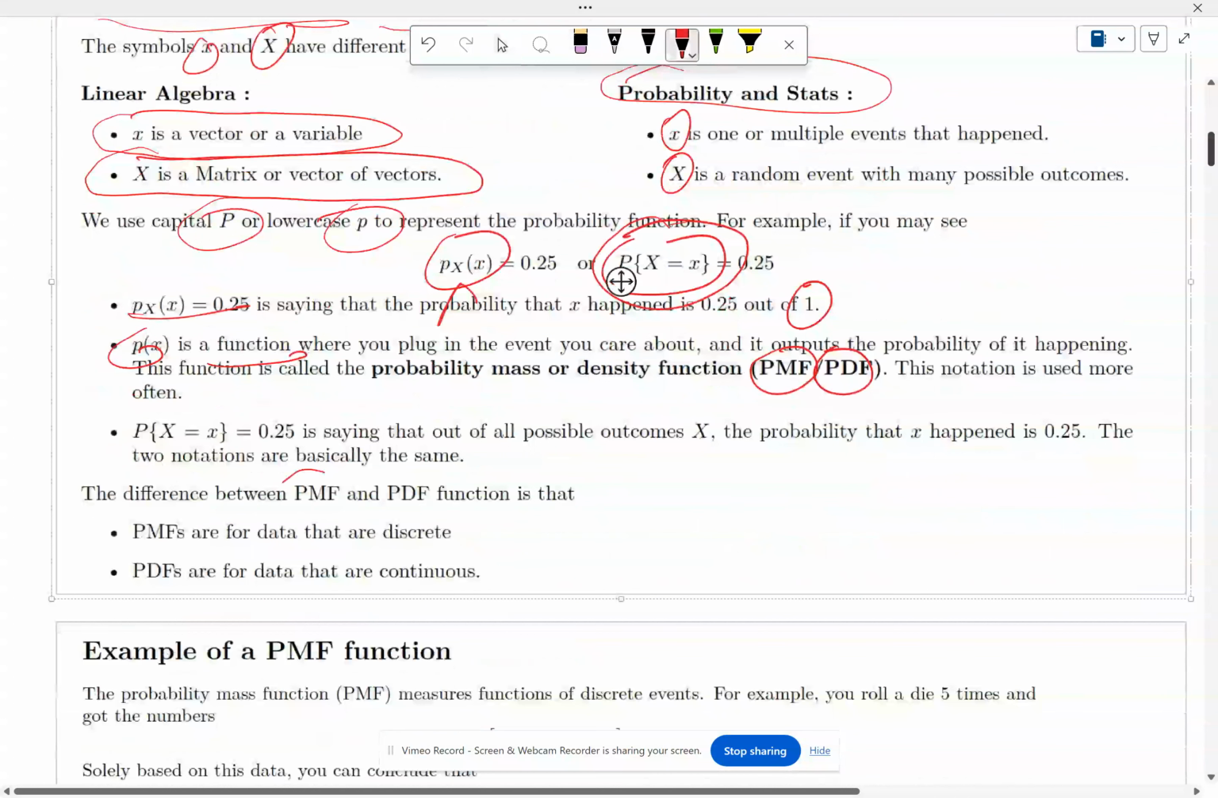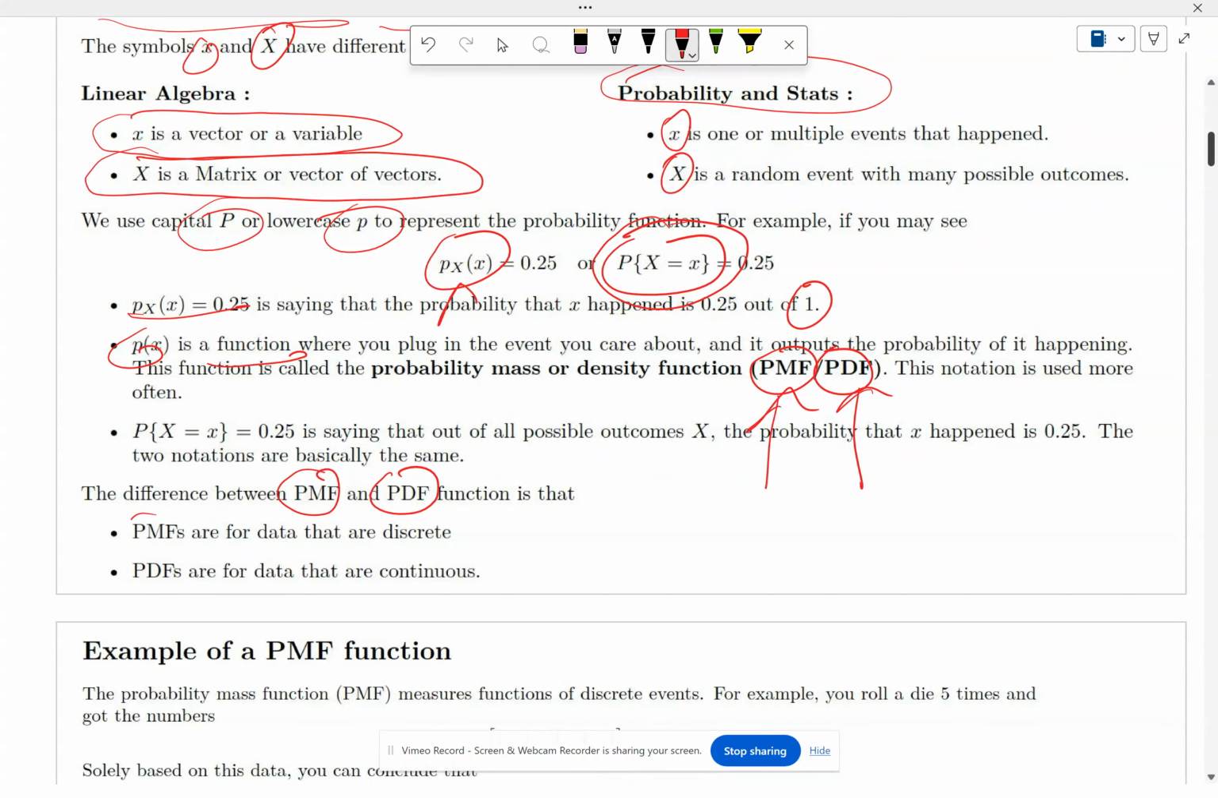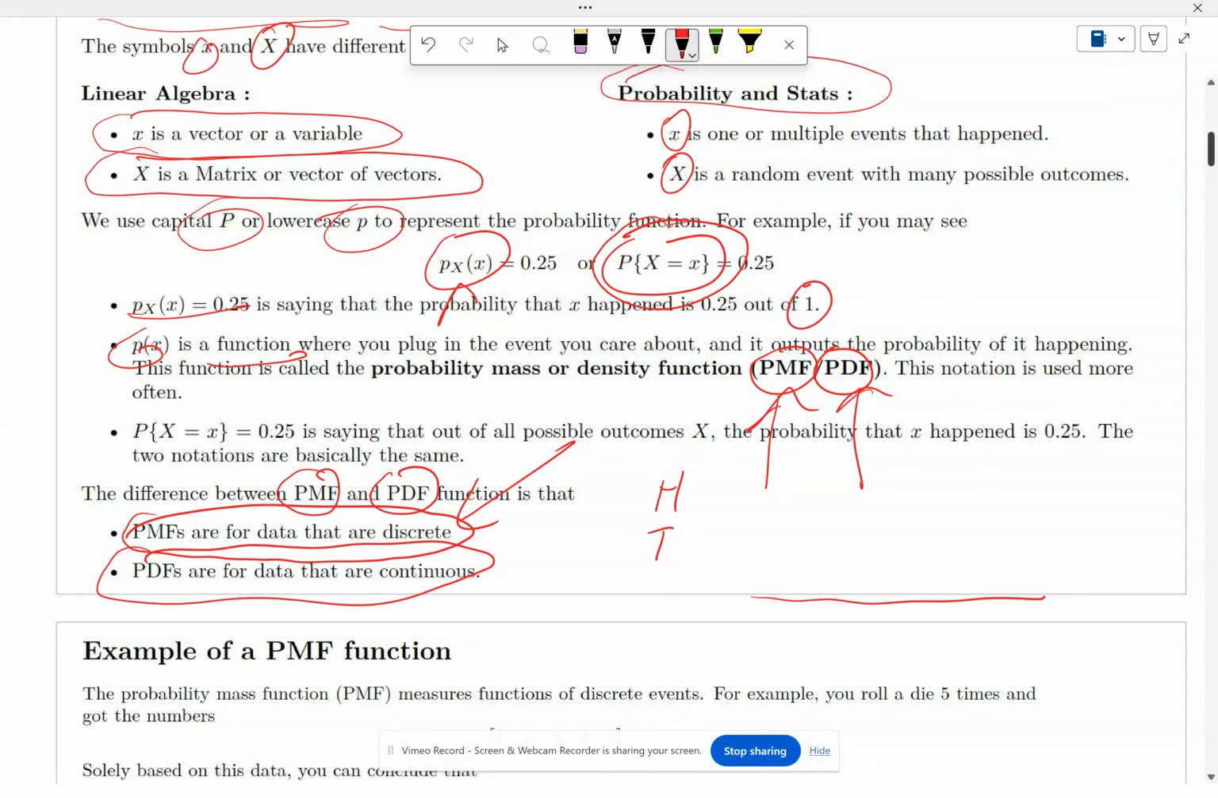Now, the difference between PMF and PDF, why are there two kinds, is that PMF is for data that are discrete. So if you have data like a coin flip, what is the probability of heads versus tails? That's discrete, like two events. Now PDF is for continuous data. So let's say you have something that looks like a bell curve, your SAT score. Here's the SAT score, and you can have a lot of numbers all in between.